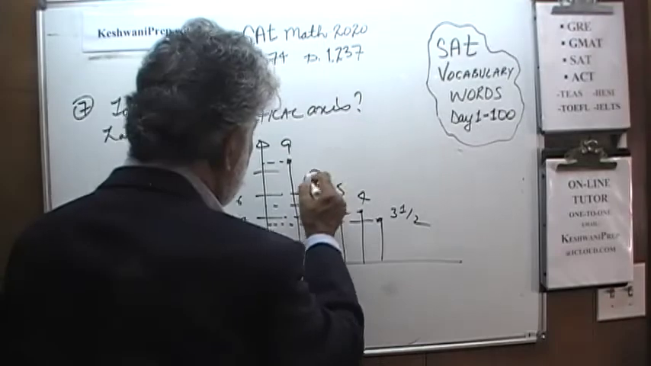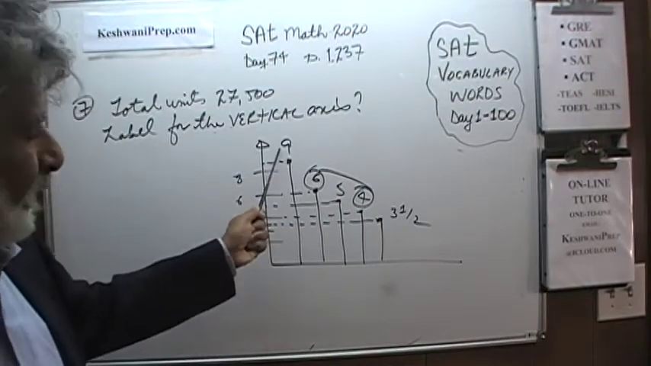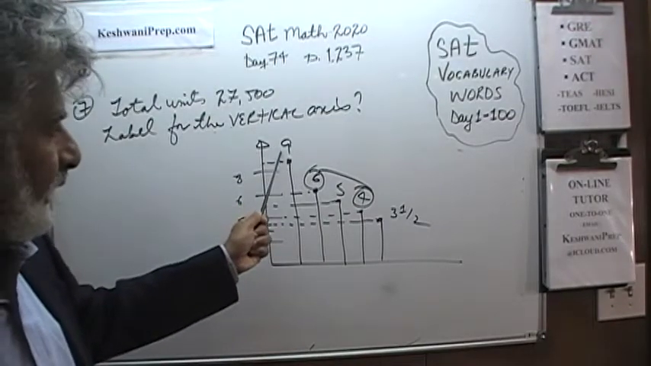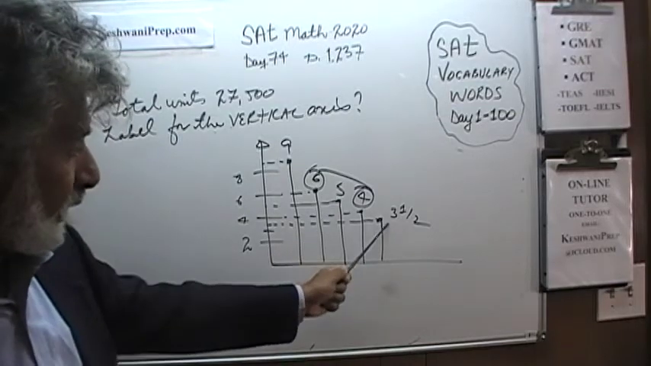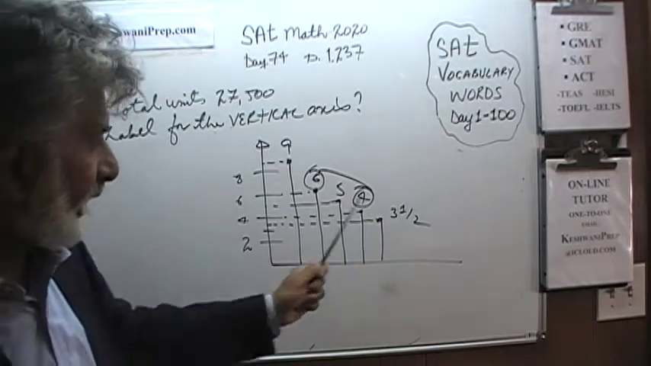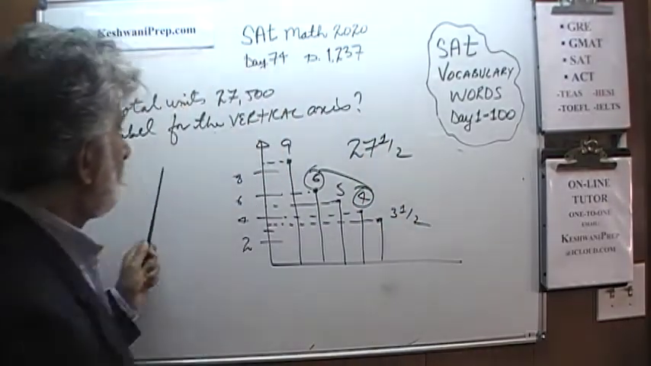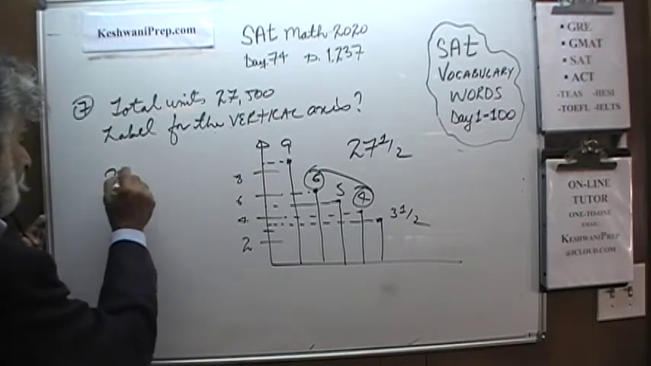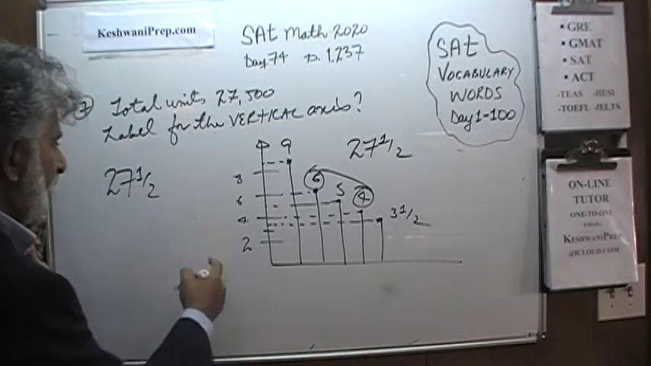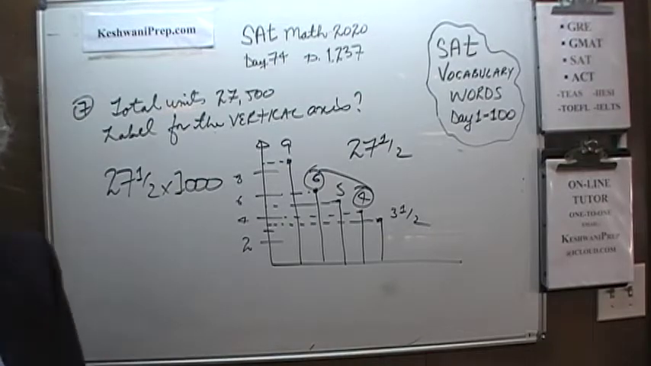So we have 6 plus 4, that's 10. 10 plus 10 would have been 20. It's not 20, it's 9, so it's 19. 19 plus 5 is 24, 24 plus 3 is 27, 27 and a half. It looks like the total is 27 and a half, but we know the total units are 27,500, which means each of these 27 and a half that are shown here has to be multiplied by 1,000.